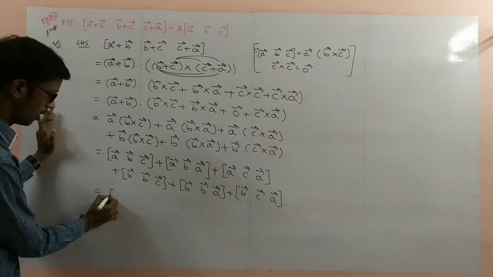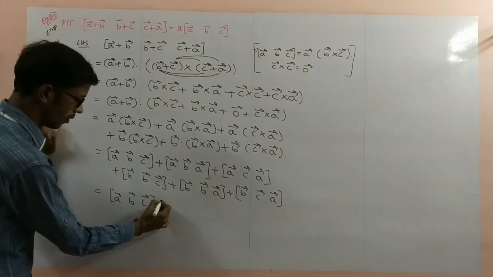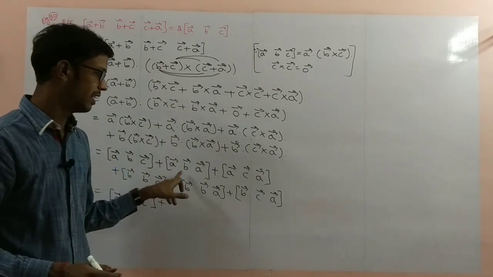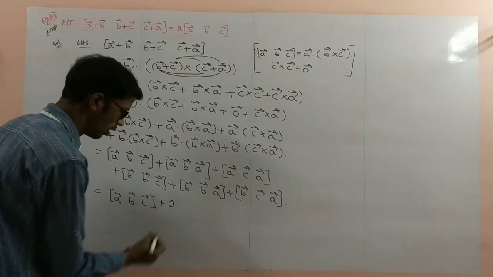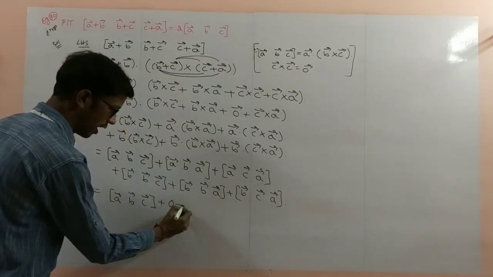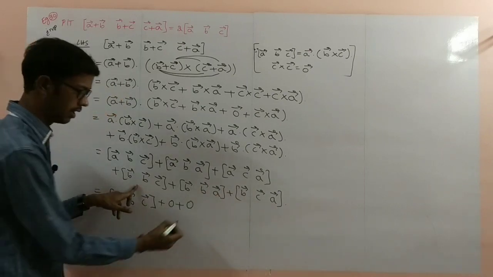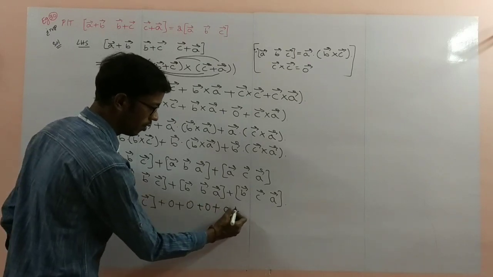This equal to box of A bar, B bar, C bar plus, we have one note point: if identical vectors are there, that box value should be equal to 0. Second one is 0 and third one also 0. Fourth one, B bar is repeated, so that is also 0. Here also B bar is there, 0 plus.